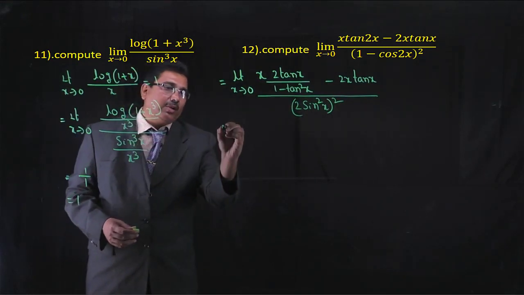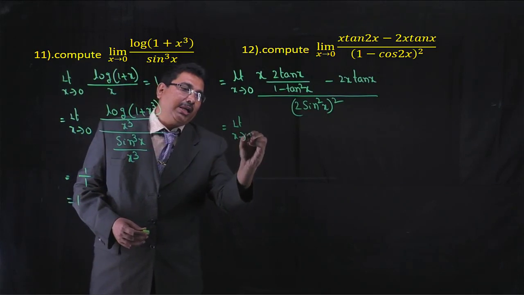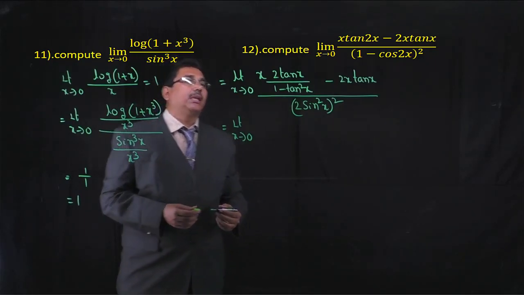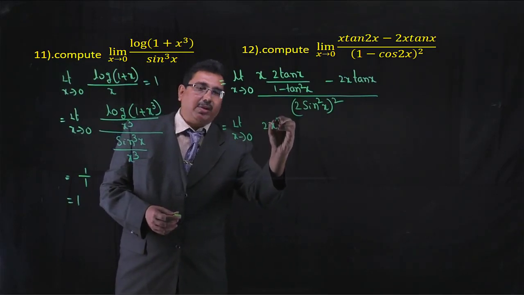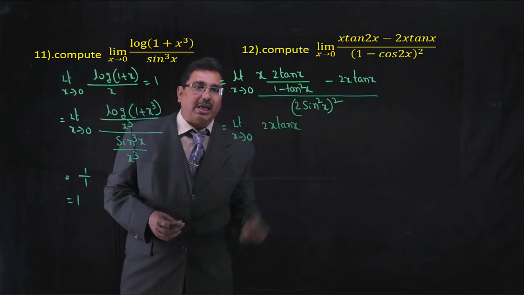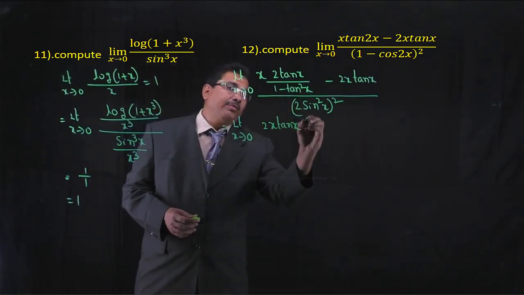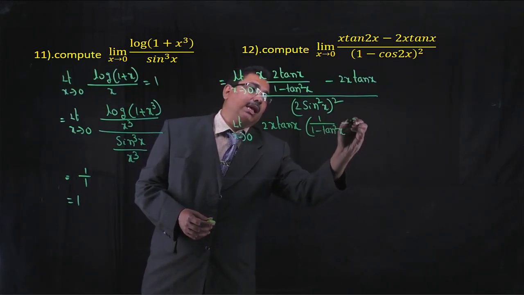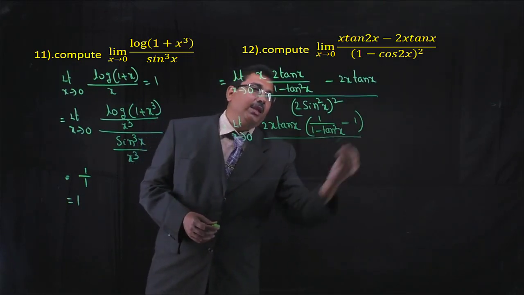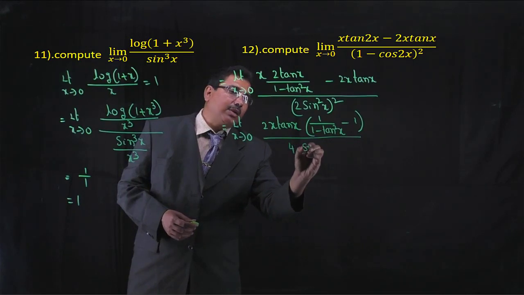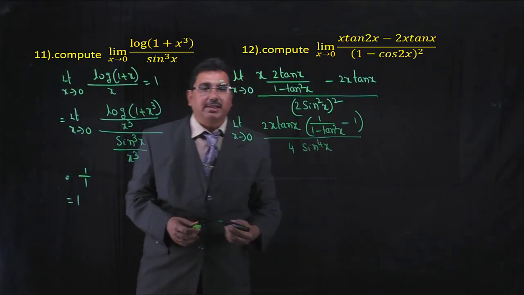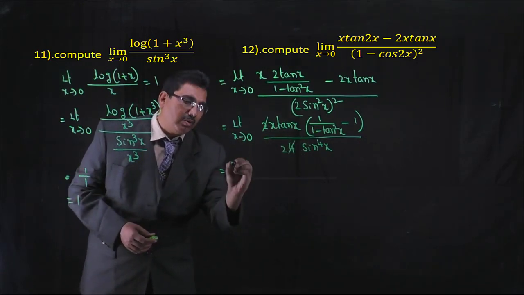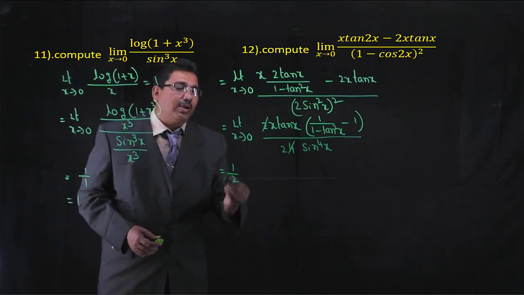Right. That is equal to limit x tending to 0. See the numerator, 2x tan x is common. Take 2x into tan x as common in the numerator. Now we have 1 by 1 minus tan square x minus 1, divided by 2 square sin square x whole square. 2 square is 4, and sin square x whole square is sin power 4x. Here the 2s get cancelled. 1 by 2 is a constant.